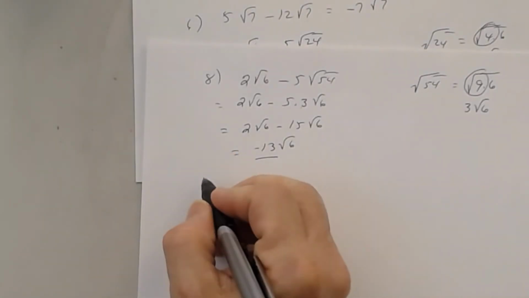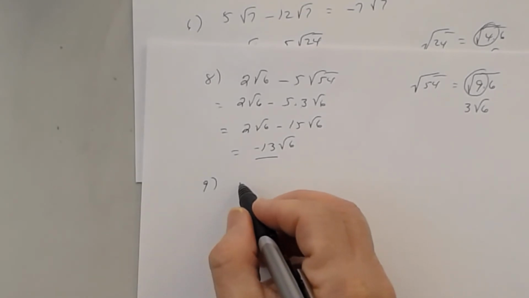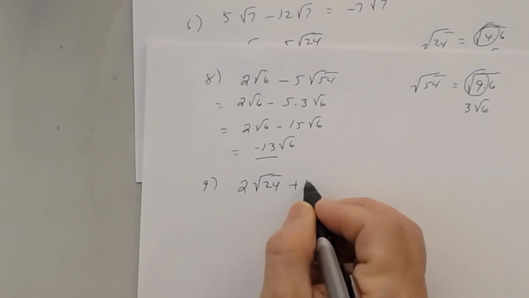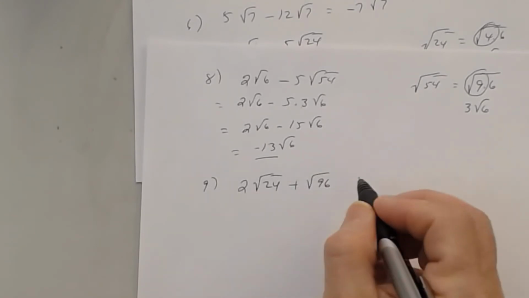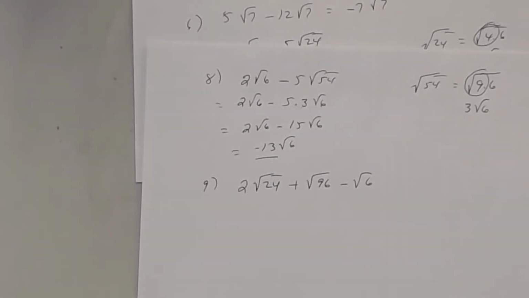Okay, we're almost done. Just bear with me a few more minutes. Number 9: 2 square root of 24 plus the square root of 96 minus square root of 6. All right, can I simplify? Don't say they're not like terms, because you haven't simplified all the way yet.